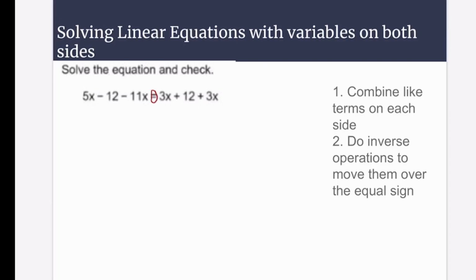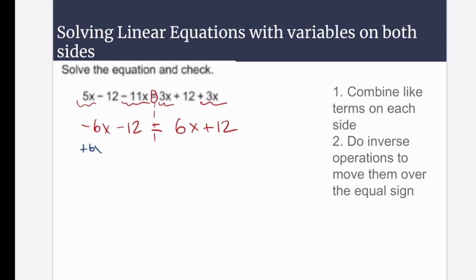Since we have an equal sign right there in the middle, we have two separate expressions. So on the left, I can take that 5x minus that 11x, and I'll get negative 6x minus 12, and that's going to equal the right side, where I have the 3x plus the 3x, so I get 6x plus 12. And now that we combined each side separately, we're going to do inverse operations and move them over.